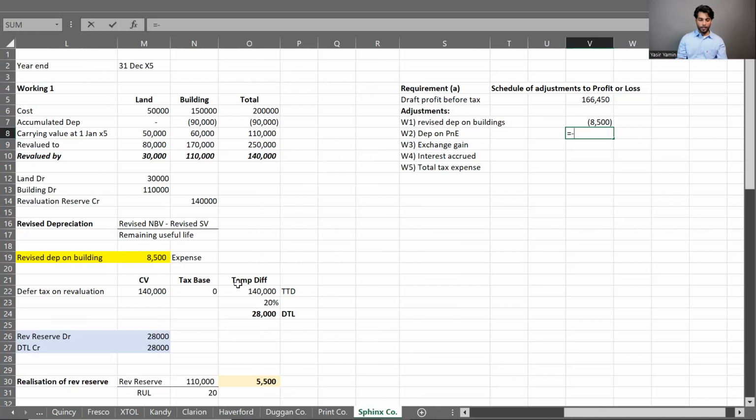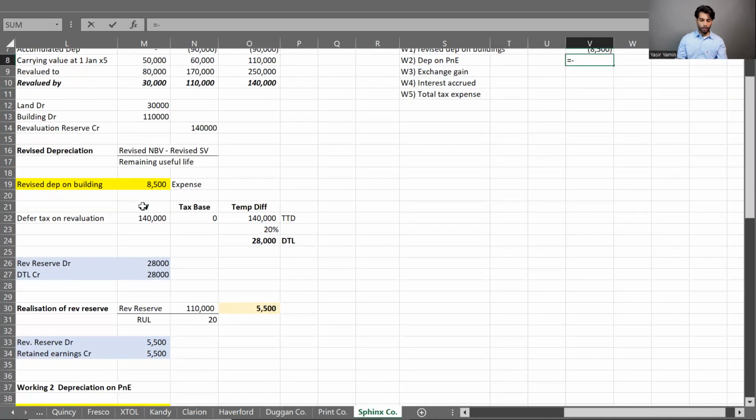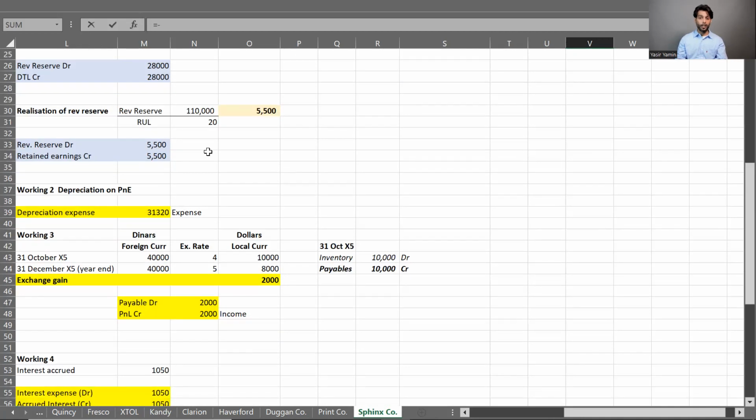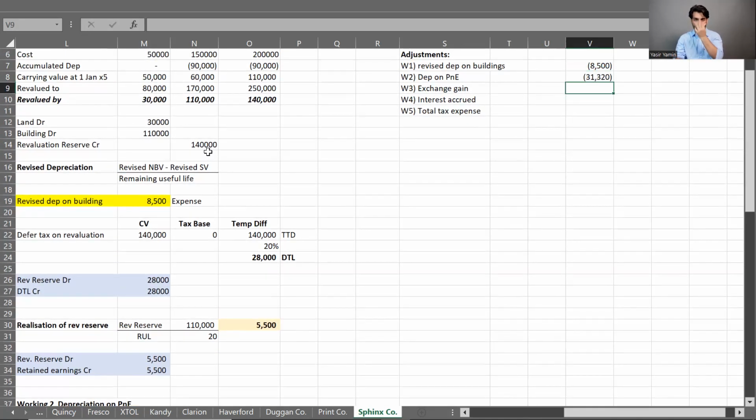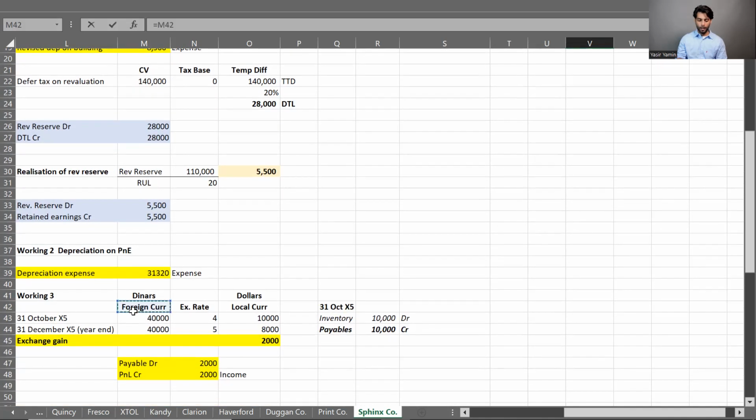And here you have it, depreciation on plant and equipment of 31,320. Again, you have it with a minus. Then you have an exchange gain. Here you have an exchange gain. I won't be putting up a minus sign. Make sense? So it is equal to working number three, exchange gain. Just move your cursor. Come on. And here you have an income of exchange gain of 2,000.